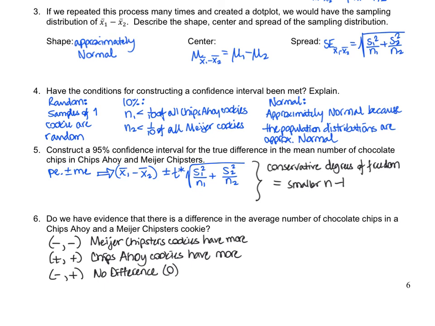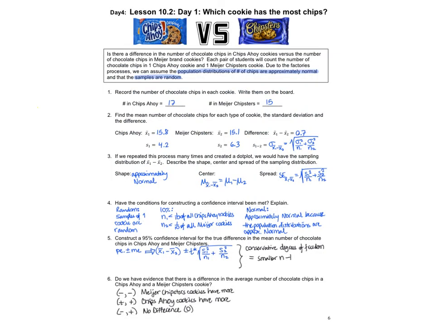negative, and that means that the Meyer Chipsters cookies have more chocolate chips. We could have a positive going to a positive for the lower bound and upper bound. That means the Chips Ahoy cookies have more chocolate chips. And we could have a negative to a positive, which means 0 is part of our interval, and that means that there's no difference between the two cookies, the mean number of chocolate chips in each. We're done with this page, and that means it's time to write the important ideas in our box.